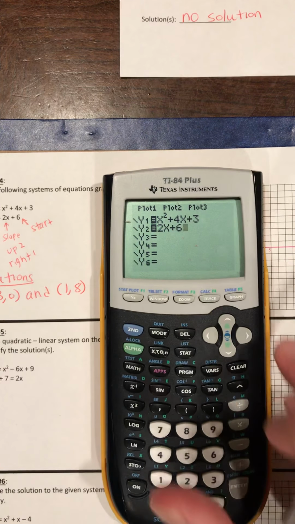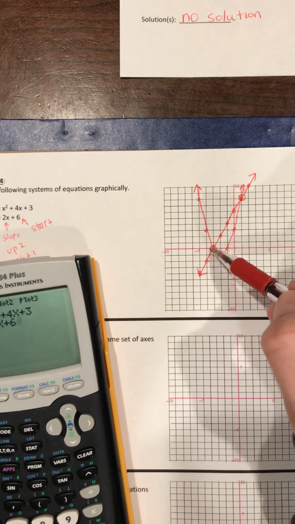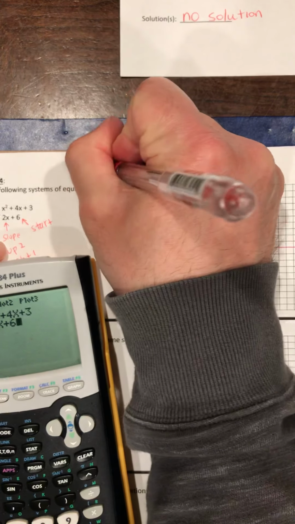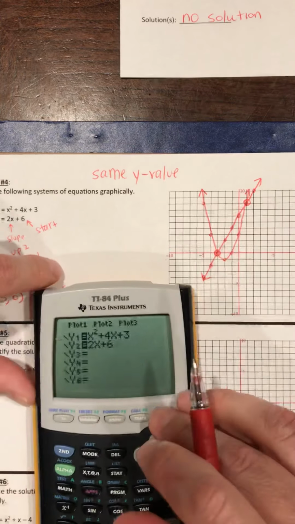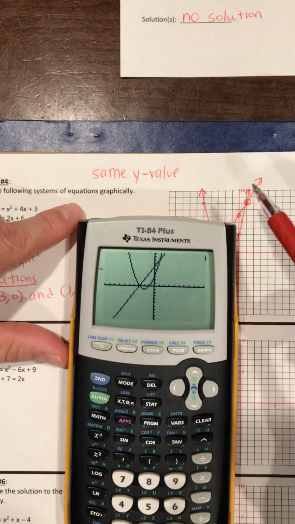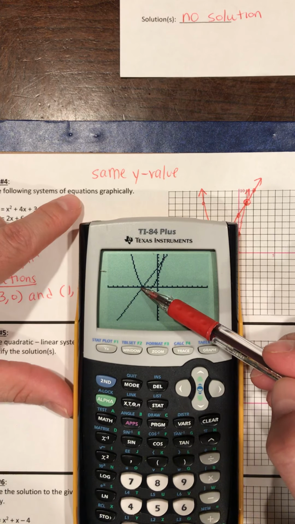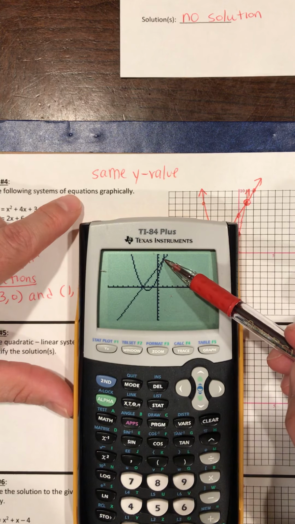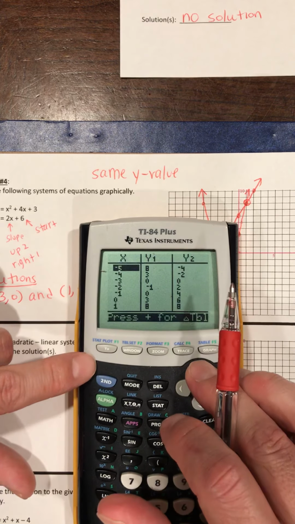Now think about what's going on here. The solution is where these 2 cross. When they cross, they have the same y value. So I'm going to go to my graph first, get an idea where they cross. One place it crosses to the left of 0, and the second one it crosses to the right of 0. So I'm going to go to my table now, look for those points.